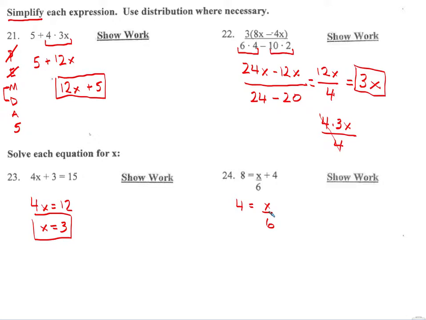Next, I see that x is being divided by 6, so the opposite of dividing by 6 is exactly multiplying by 6. So I multiply both sides by 6, and I get 6 times 4 is 24. And when I multiply by 6, I get 6x over 6, which is just x. So my final answer is x equals 24, boxing my answer again. If you just write one answer without any work, then that's fine. You don't have to box it. But if you need to show work, in which case this is a problem that you need to show work, you do need to box your final answer after showing work.